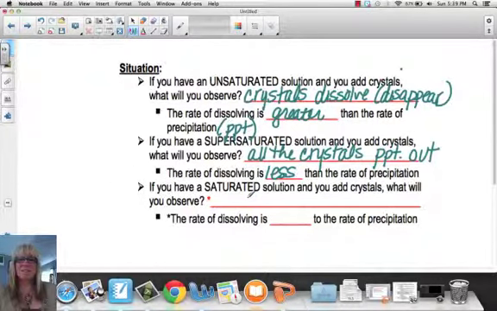If you have a saturated solution and you add crystals, what will you observe? What will happen is crystals will start to sink to the bottom, just a few, the ones that won't dissolve, like you saw with the 4 grams on the previous slide. Here the rate of dissolving is equal to the rate of precipitation.